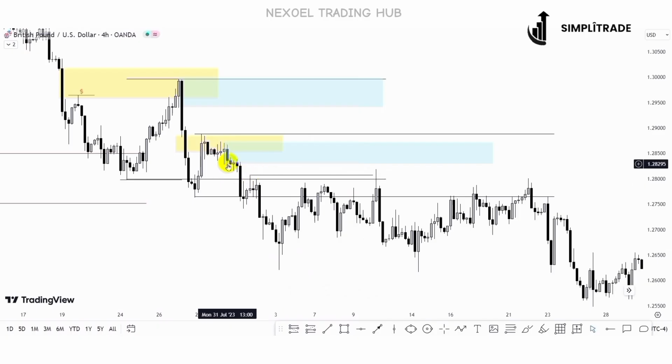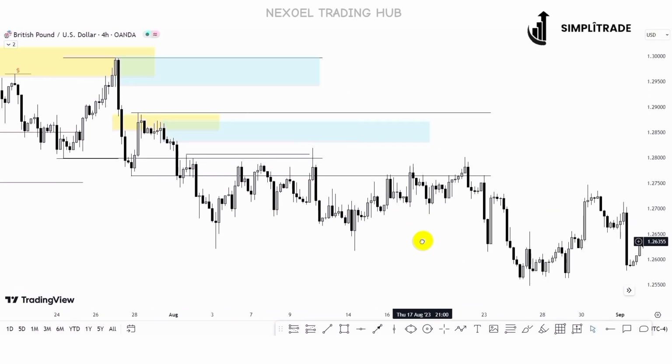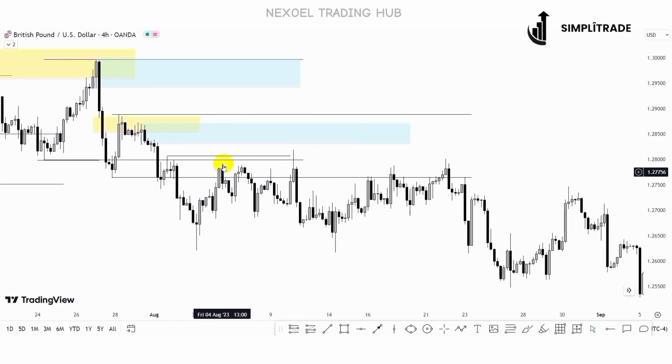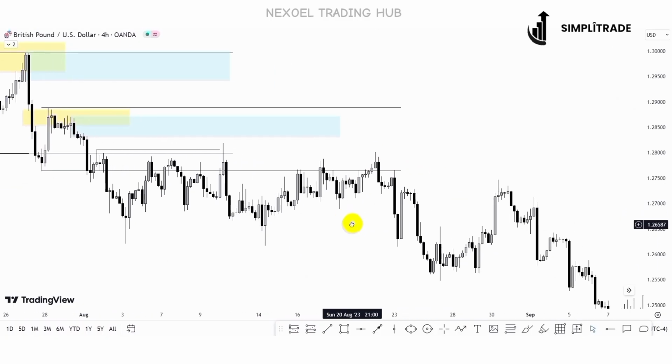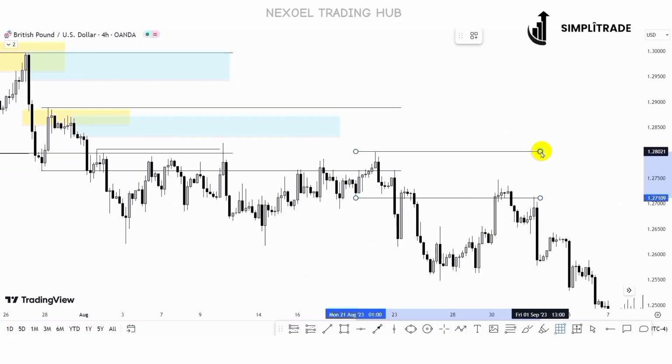Now you can see price took out the buy side liquidity. Price did not mitigate the order block. Price is still within the order flow, ranging within the order flow. So now what you can see is we have a ranging market condition here. And then the last buy move that was actually created was this particular move we can see here. This is the last buy move we can identify within the range.